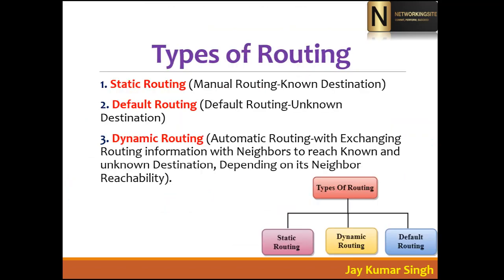As we know, we have three types of routing. Static routing is configured only by the administrator manually, and only when you know the destination. Default routing also has to be configured by the administrator, but default routing is only configured when the destination network is unknown. And dynamic routing we will talk about after this.